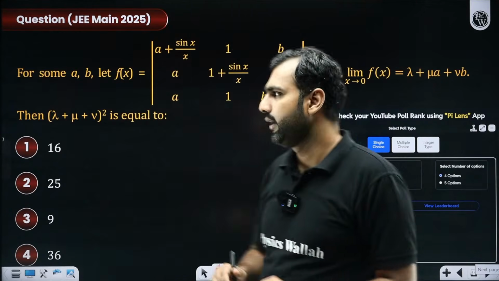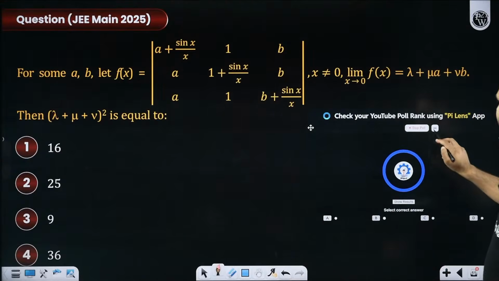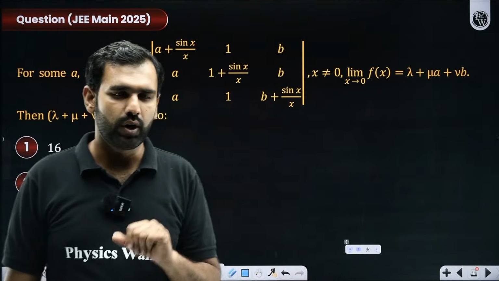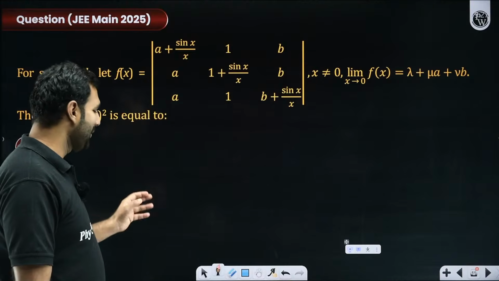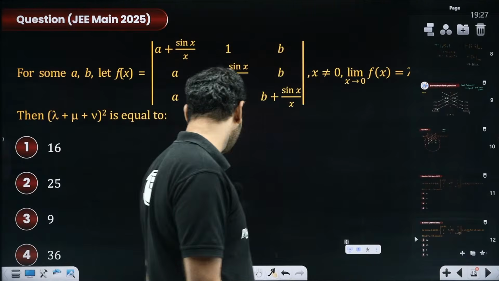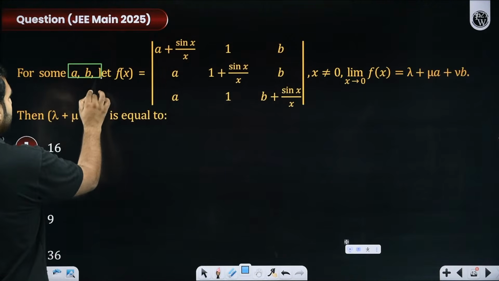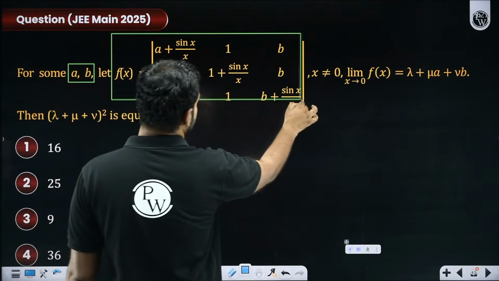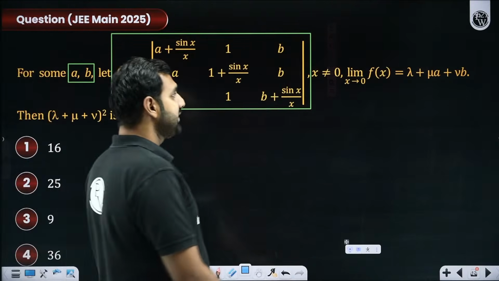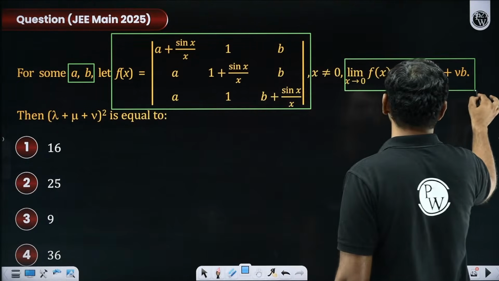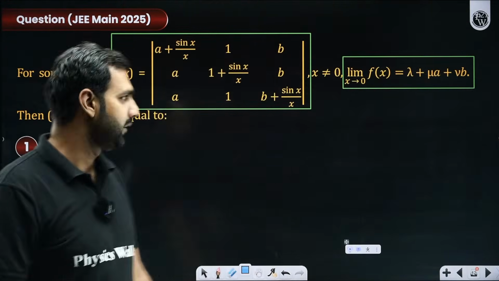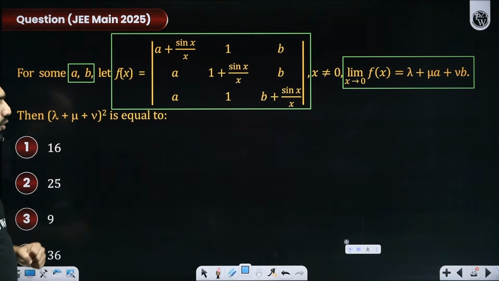Now, if I ask you how to solve this question, I have already started a poll. So this poll must be visible to you if you have that PyLens application installed in your phone. So how do we solve this question? Let's quickly start discussing this. I hope everybody is noticing what we are given here. It says sum A and B. You are defined this as a function f of x. So this is a function which is technically a 3 by 3 matrix determinant. x is not 0, and when x approaches 0, f(x) is given by lambda plus mu a plus nu v. Okay, great. Now, they are asking you the value here.